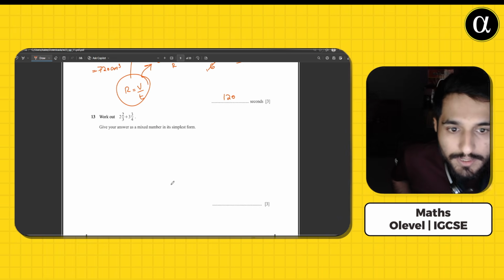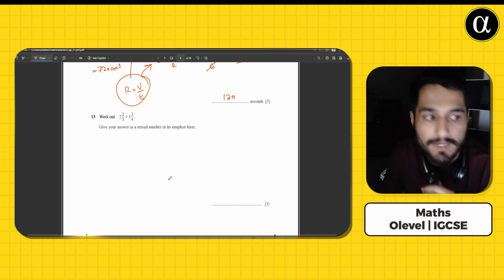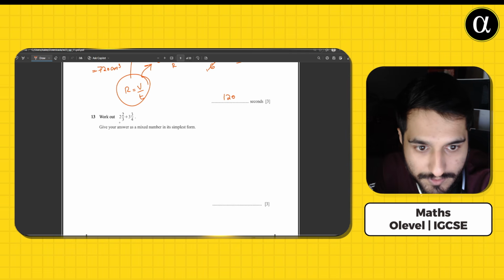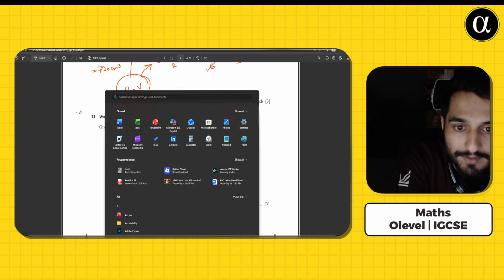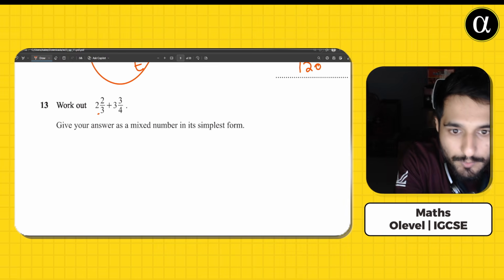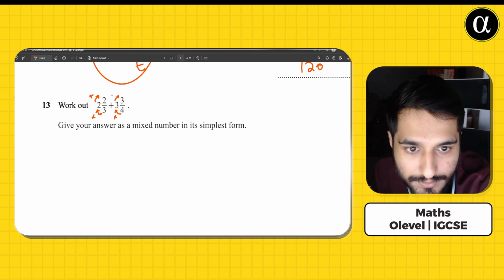The next part says work out the fraction. We have a couple of mixed fractions and we are supposed to answer it in mixed fractions as well. So let's write this. Now these units, these numbers are multiplied and then they're added together. Let's do it real quick. So we are supposed to multiply these and then add these, right? Same goes over here.